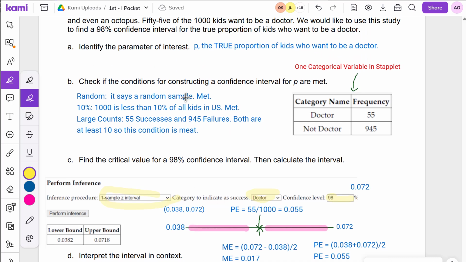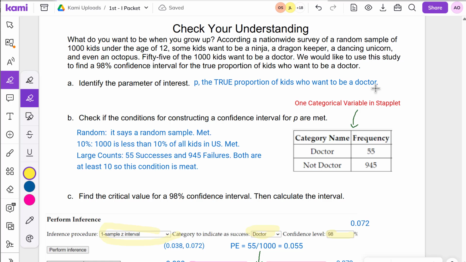Checking conditions on this and parameters. P is the true proportion of kids who want to be a doctor. Conditions are that it's random. Well, let's see, is it random? A random sample, yes. 1,000 is definitely less than 10% of all kids in the U.S. And this is sampling without replacement because you're not going to ask the same kid twice.